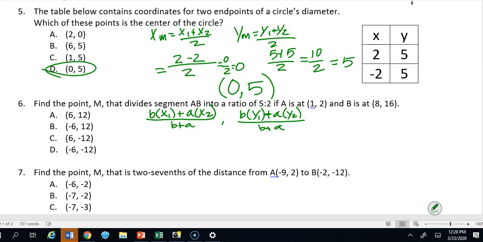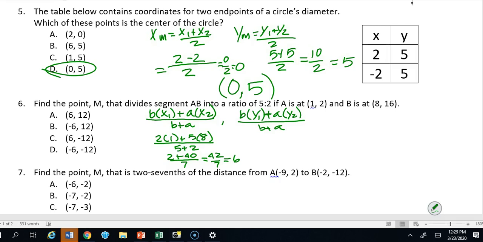So when we do this one, we get 2 times 1 plus 5 times 8 divided by 5 plus 2. I'm going to simplify this. This is 2 plus 40 divided by 7. That's 42 divided by 7, so that's 6.